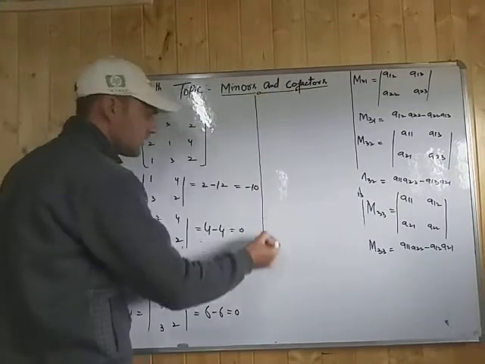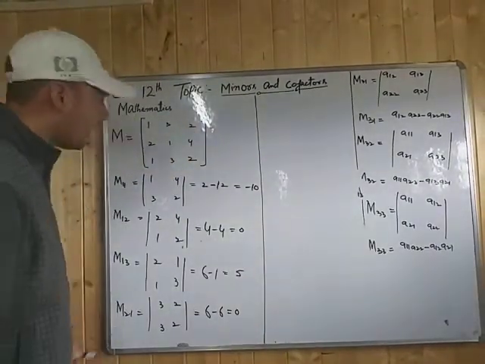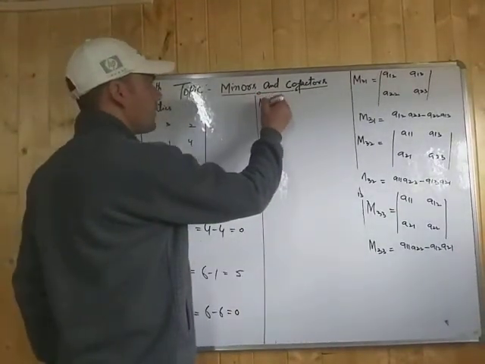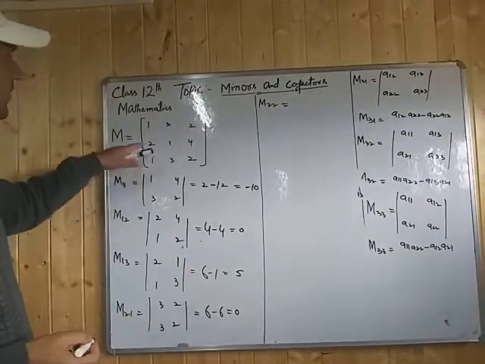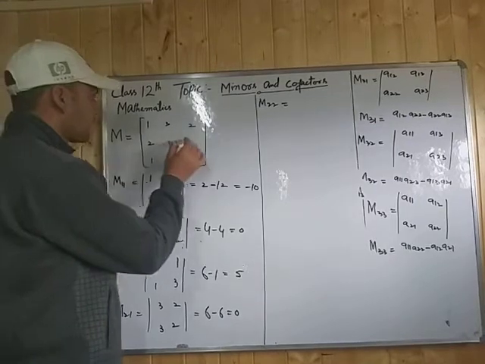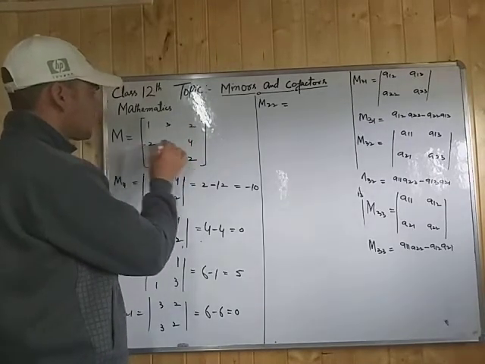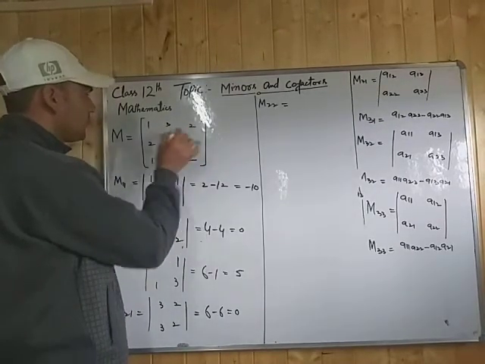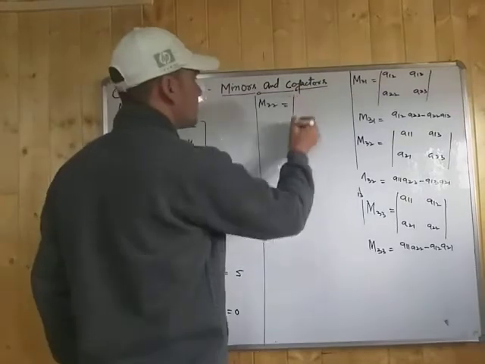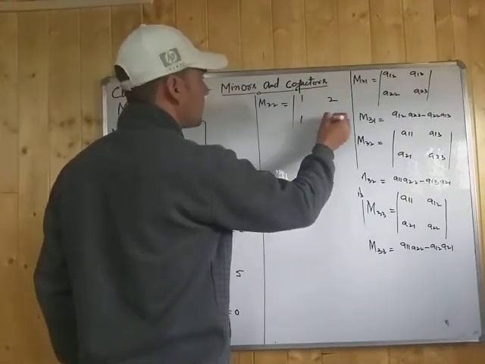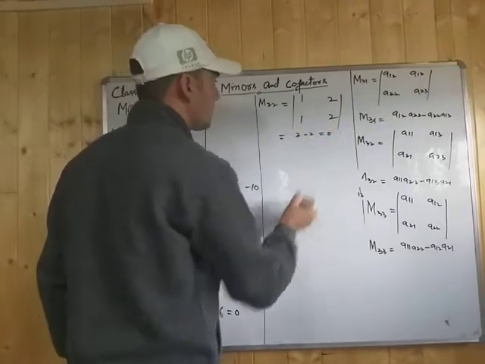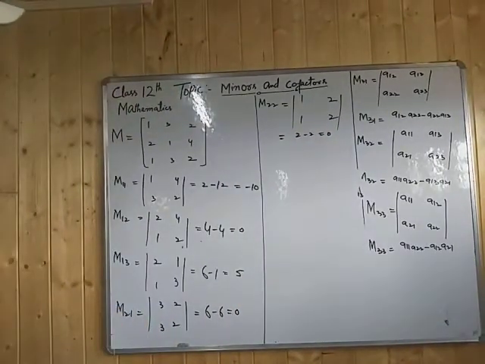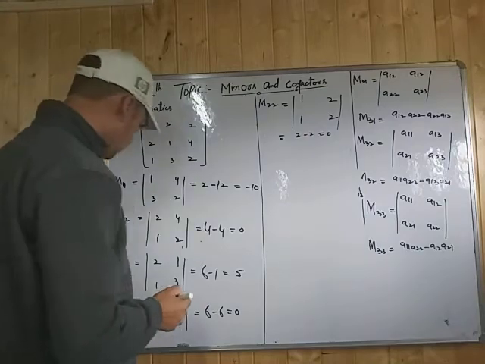So that was M21. Now M22, by deleting second row and second column. So 1 2 and 1 2. So this is 1 2 1 2. So that will be equal to 2 minus 2, that is equal to 0. That's also 0.